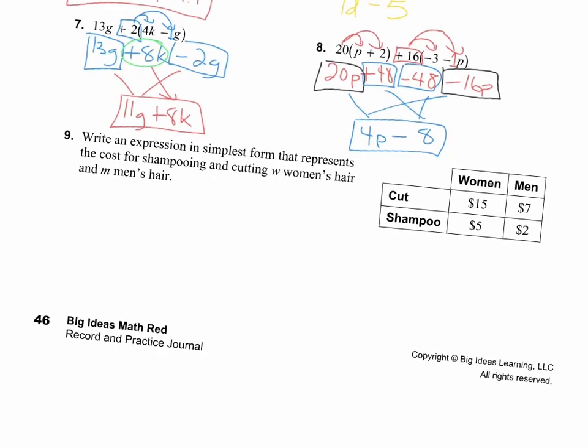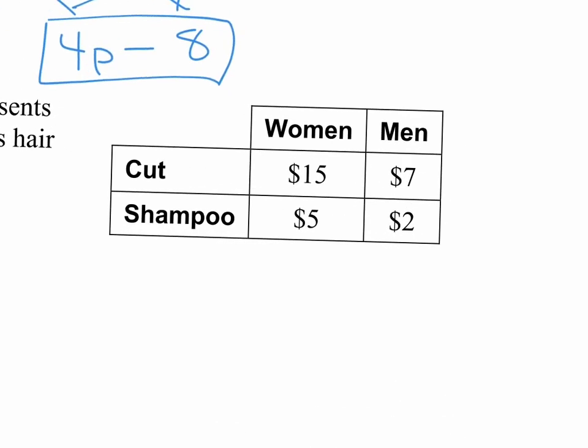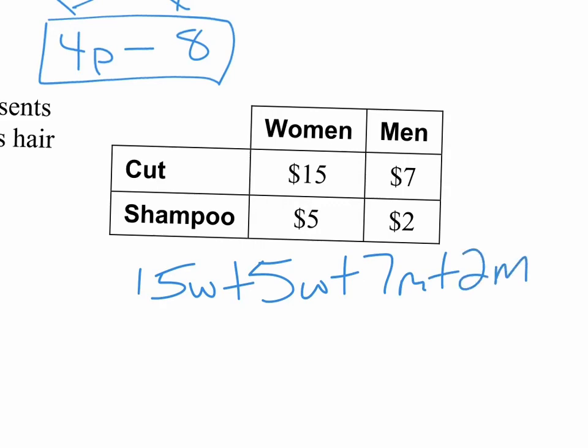Alright, write an expression in simplest form that represents the cost of shampoo and cutting. W, women's hair, and M, men's hair. Okay, so it's $15 for a cut for women, plus shampoo would be 5W also. And then if I'm paying for a man also, I have plus 7M plus 2M. We don't know how many women or men have come in, but we do know that it's $15 per woman, so 15 times W, and it's $5 for shampoo for a woman, so 5W, and then men the same way, 7M, 2M, and then to find my total, I have to add it all together.